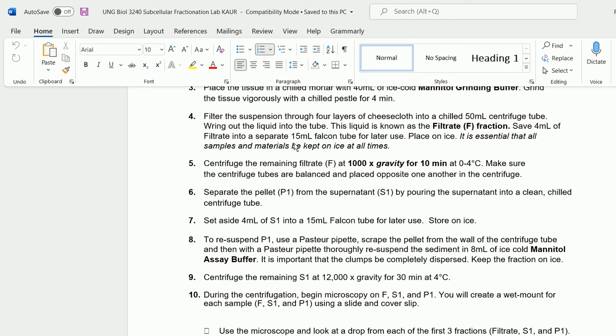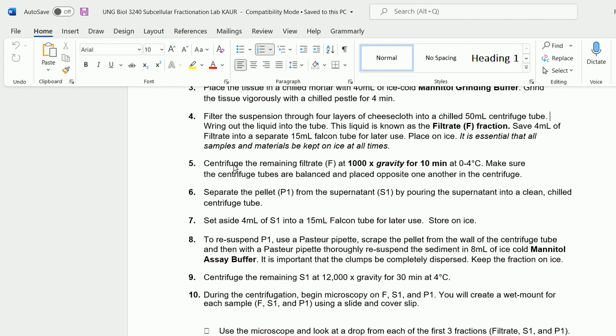So the first spin will be done at 1000 G for 10 minutes. And remember that it has to be on cold. So for 10 minutes, you'll be spinning it down. After 10 minutes, you will be collecting your tubes, and the whole class will be working together. All the groups will be working together, and after 10 minutes, you will get your tubes.